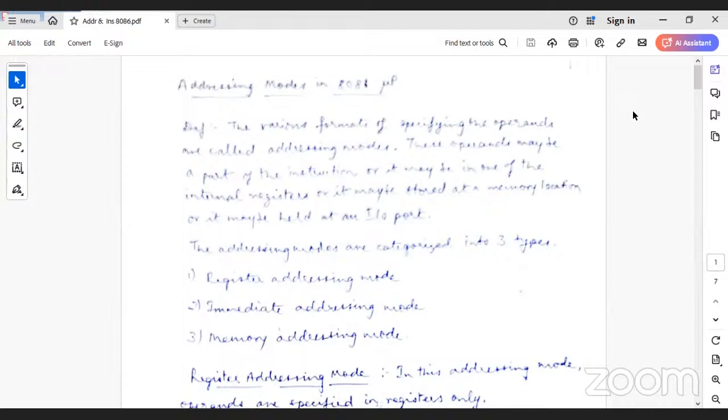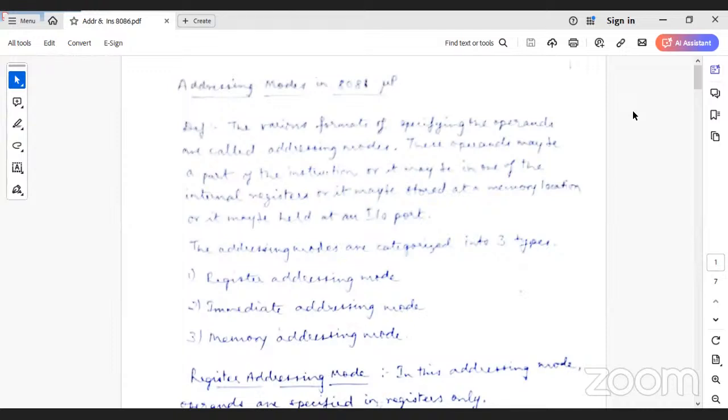Now, the data can be specified in three different ways, as I told. Either you can give the data directly, or you can give it in a register, that is your general purpose registers, or you can give it in a memory location. If you are giving it in a memory location, we have seen that for 8086 you have 1 megabyte of memory locations. So from where you have to take the data, you need the address of that location.